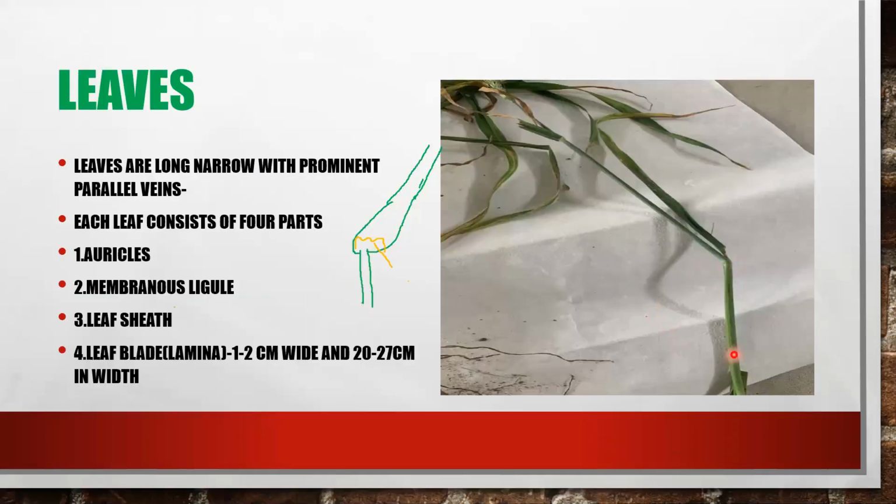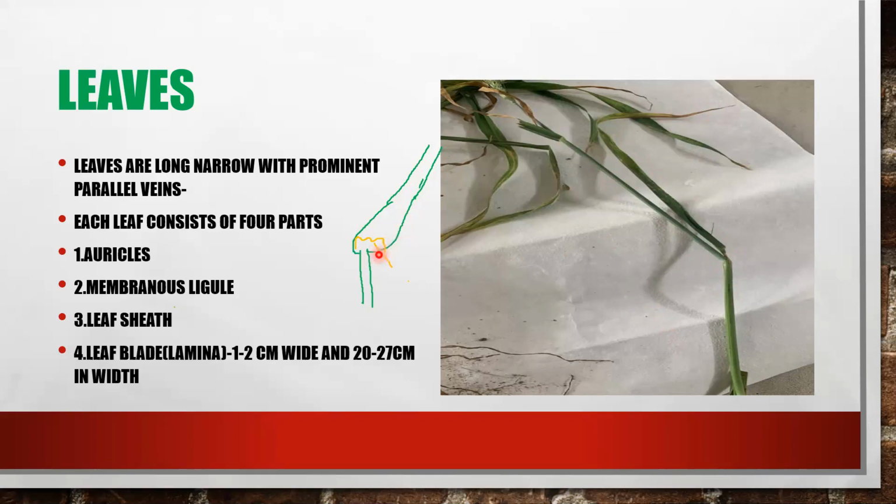Now we can see here the leaf part of the wheat plant. This is the sheathing leaf base, which is encircling the internode. So this is called the sheathing leaf base. And this is the leaf blade at the junction of both leaf base and leaf blade. We can see in this diagram, this is the sheathing leaf base, and this is the lamina of the leaf part of the wheat plant.